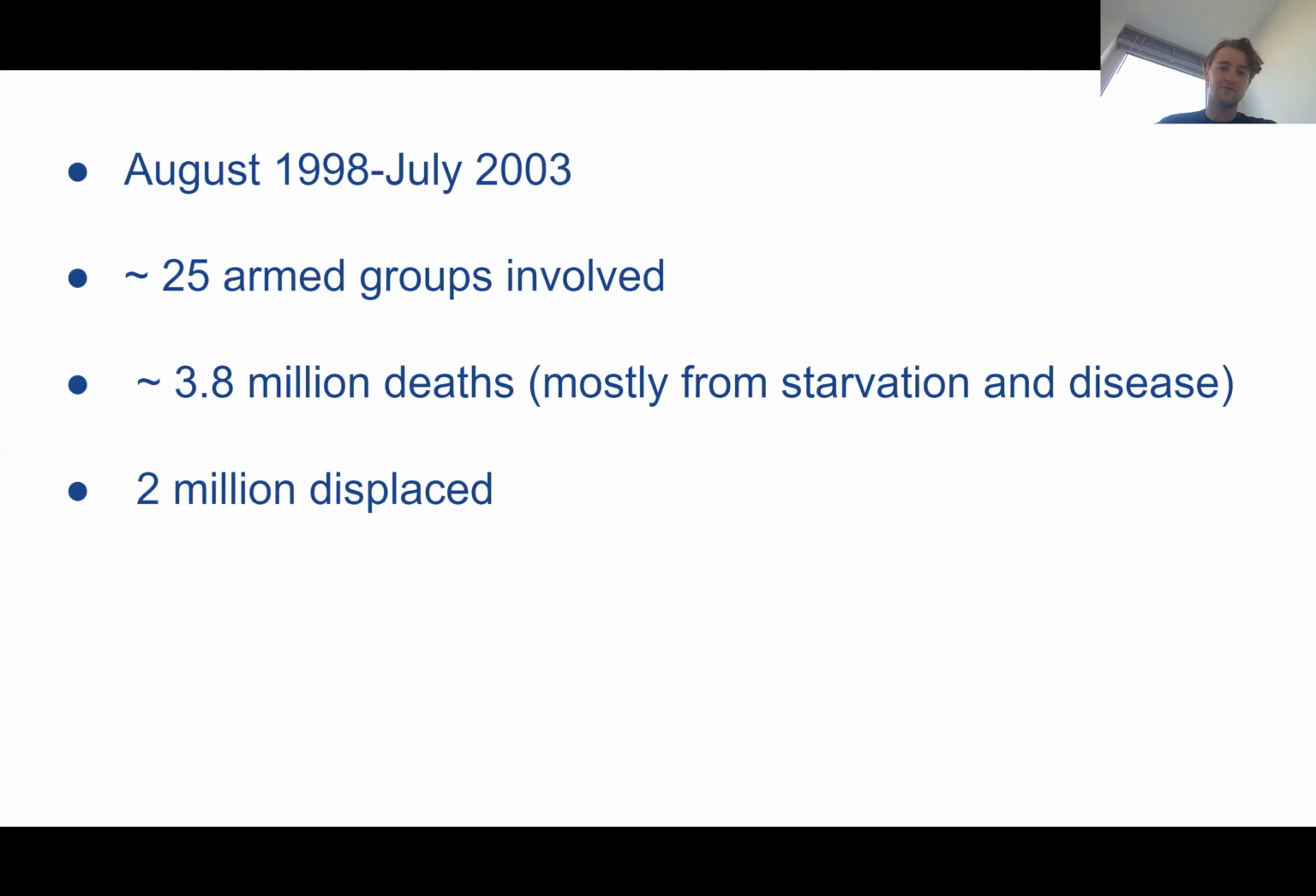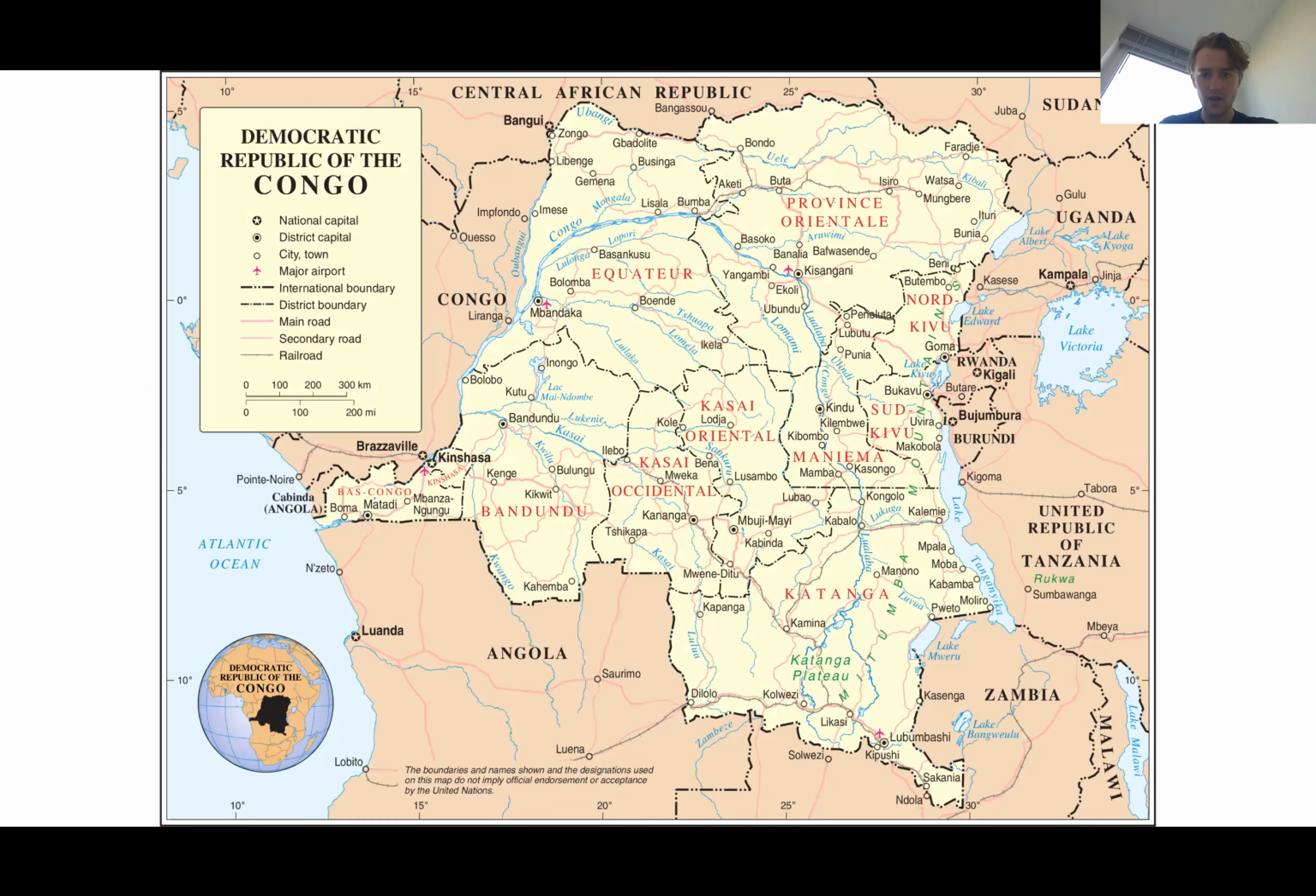It ran officially from August 1998 to July 2003, though unofficially the conflict went for much longer than that, and we do use some data from after July 2003 to try and make our point. There are around 25 armed groups involved, just under 4 million deaths and 2 million displaced. So big figures. It was a lot of violence, big conflict. This is just the map of the different sides.